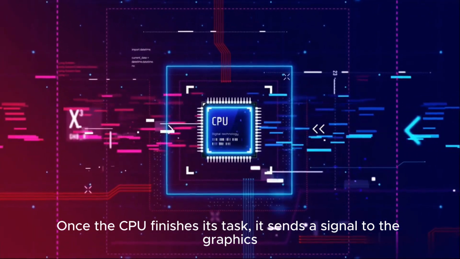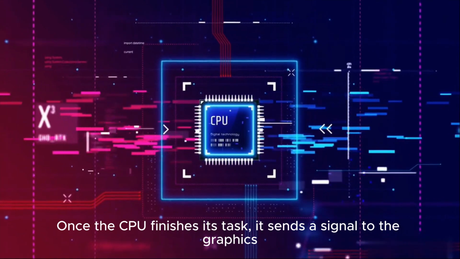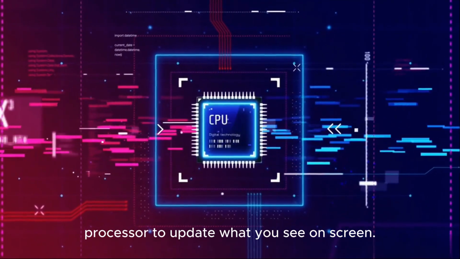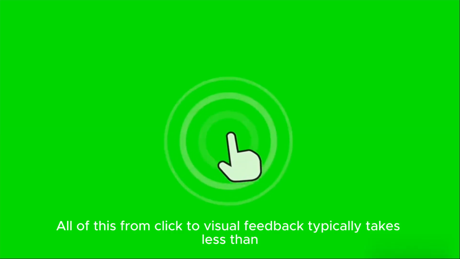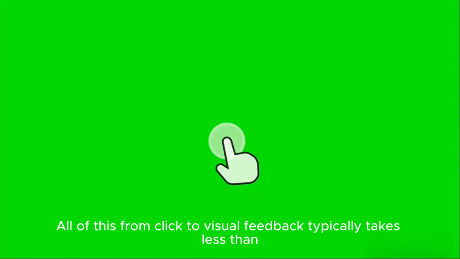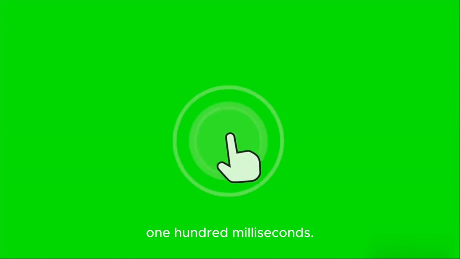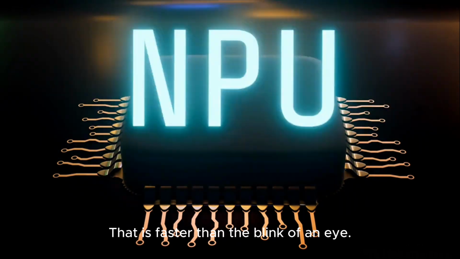Once the CPU finishes its task, it sends a signal to the graphics processor to update what you see on screen. Pixels change. A new window appears. A button highlights. All of this, from click to visual feedback, typically takes less than 100 milliseconds. That is faster than the blink of an eye.